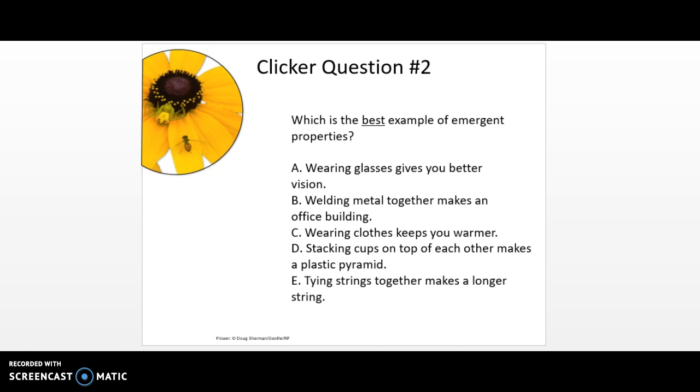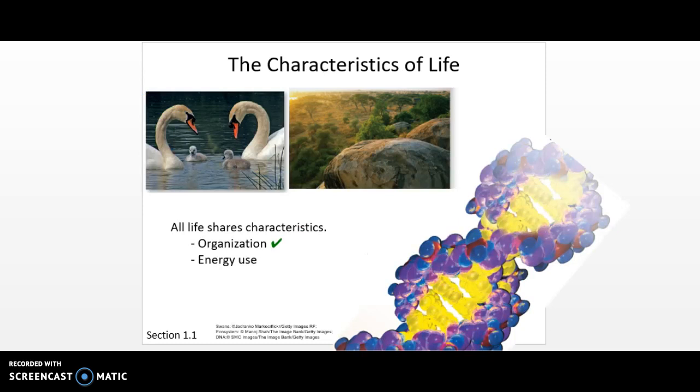What is the best example of emergent properties? Pause it. Correct answer is B. Welding metal together makes an office building. So moving on, characteristics of life.